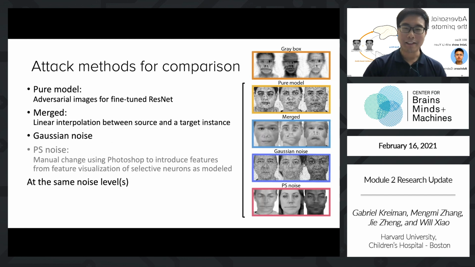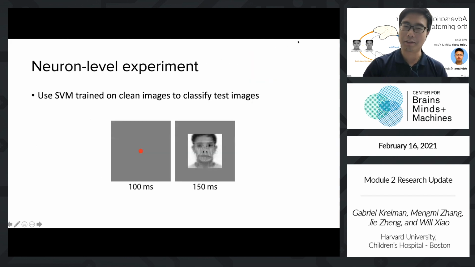And finally, I want to describe some results we have. First, we tested the attack images at the neuronal response level. For this, we recorded from face-selective monkey IT neurons to the images while the monkey is fixating. And to quantify attack success rate, we trained linear SVMs to classify neural responses to clean human and monkey faces. Accuracy on clean images were pretty high, as described earlier. And we're going to use these SVMs to classify the various attack images.